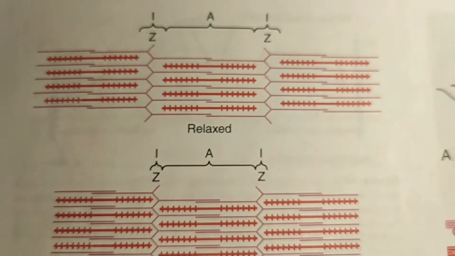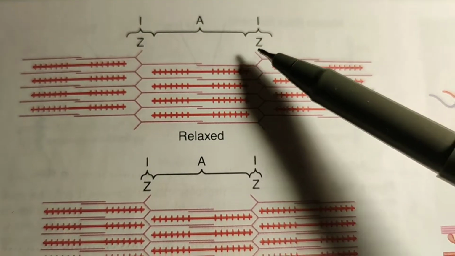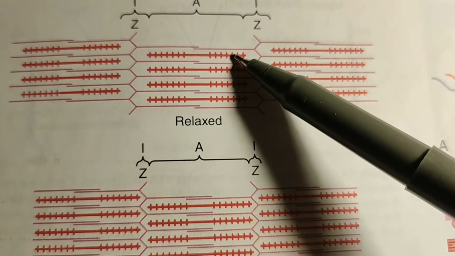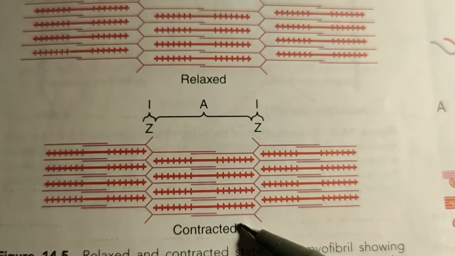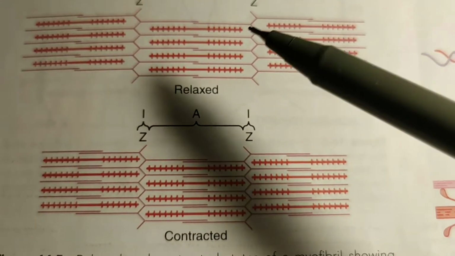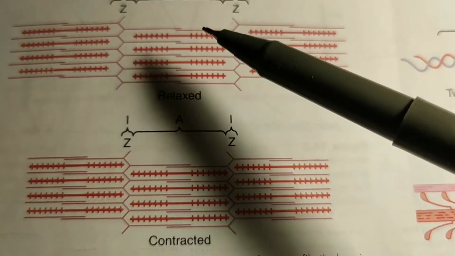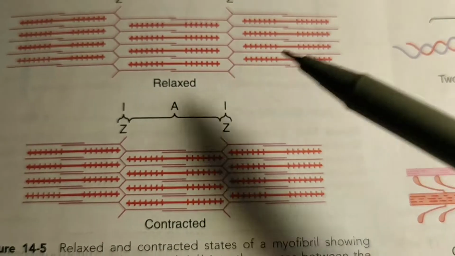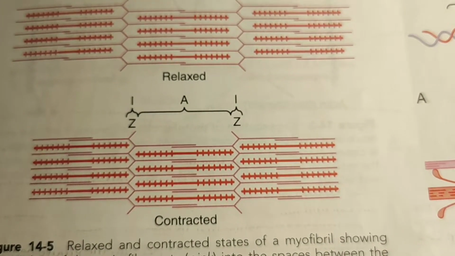So see, this is a relaxed state. These single lines are the actin filaments, and these are the myosin. So when it's contracted, what happens? The actin filaments move inwards, because these are the myosin. This will attach and move it inside, as we have discussed.